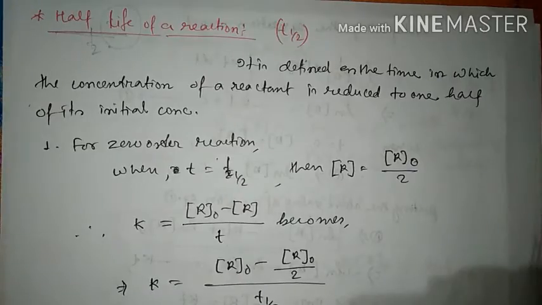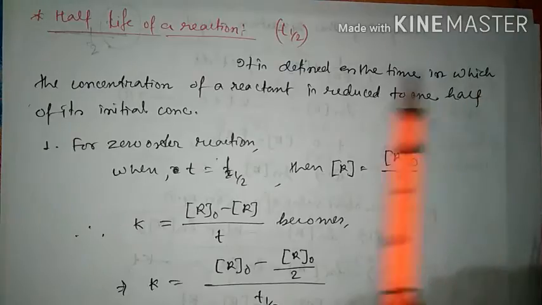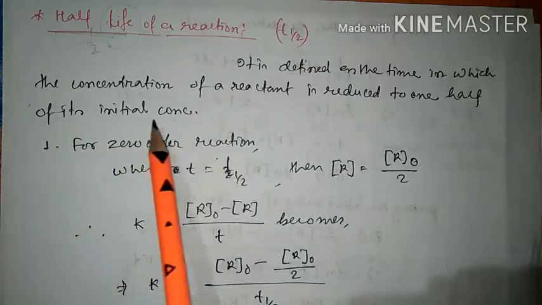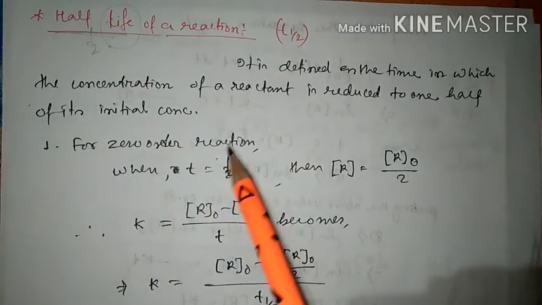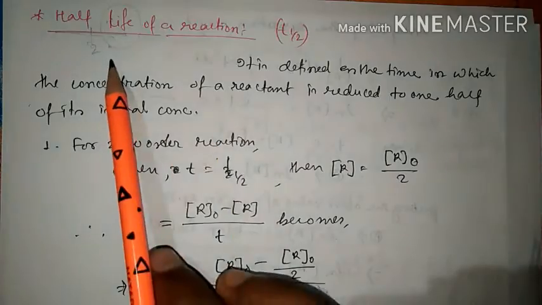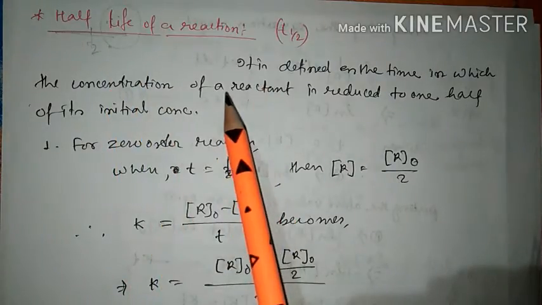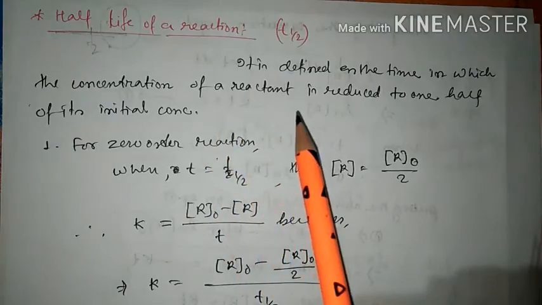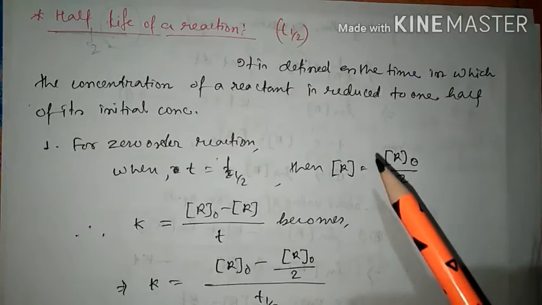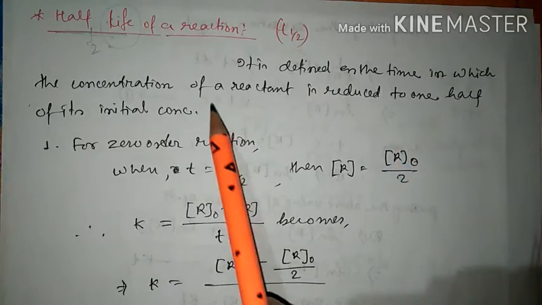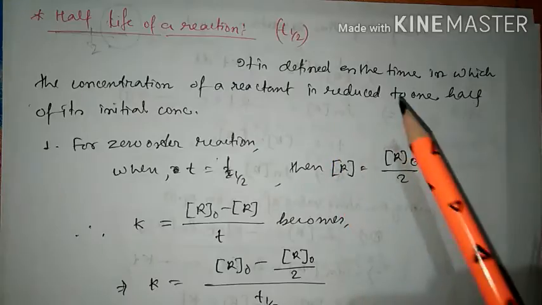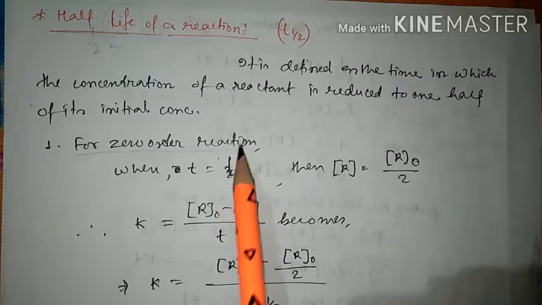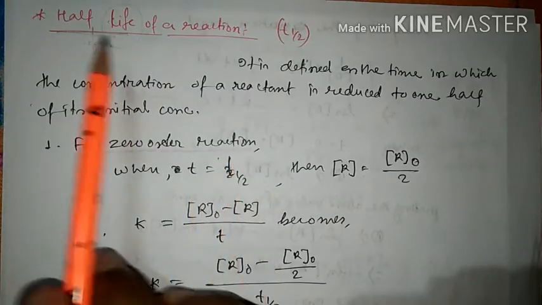Now, it is defined as the time in which the concentration of the reactant reduces to one half of its initial concentration. That means, in simple words, the half-life of a reaction is the time needed for the completion of half of the reaction, that means for the concentration of the reactants to become half. Now see the equation or relationship of the half-life period.